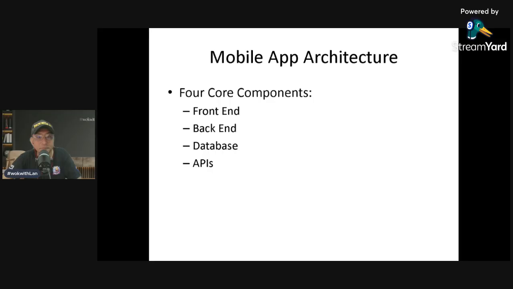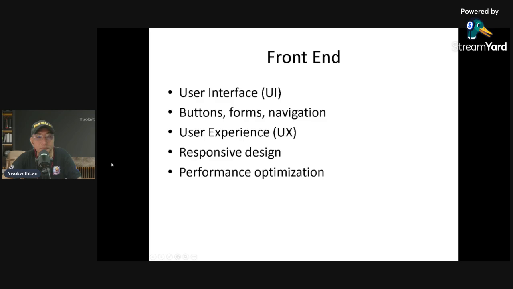A typical mobile application has four main parts: the front end, the back end, the database, and the APIs. Together, these components create the app architecture. Let's start with the front end. Let's explain that. The front end is the part of the app that users interact with.